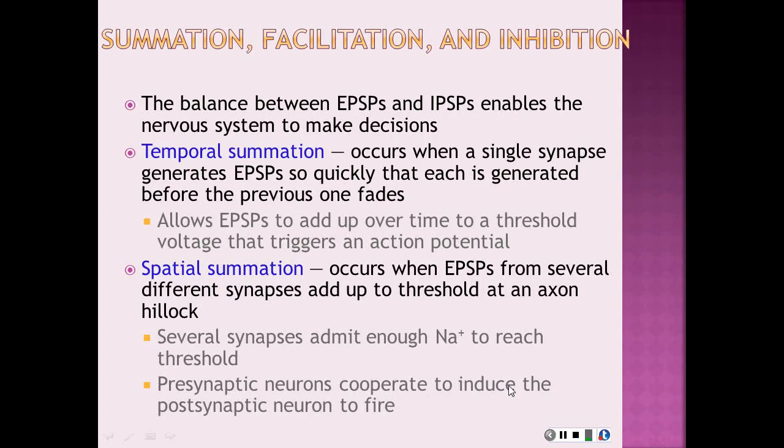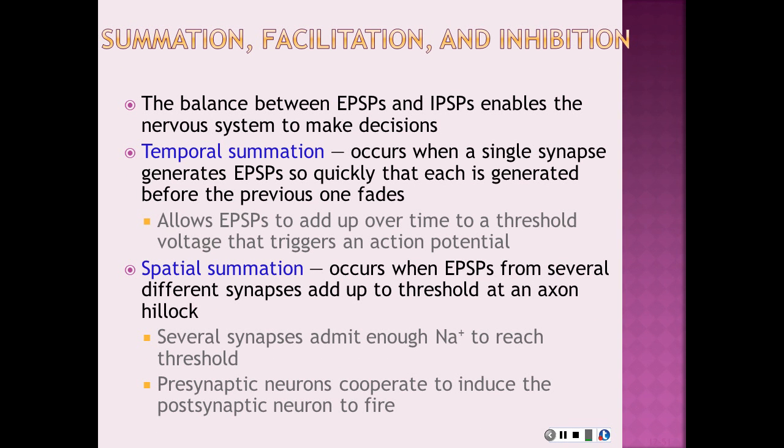Now the balance between the EPSPs and the IPSPs enables the nervous system to make decisions. We have temporal summation, which occurs when a single synapse generates EPSPs so quickly that each is generated before the previous one fades. This allows EPSPs to add up over time to a threshold voltage that would trigger the action potential. So we're going to have a lot of them adding up just for the action potential to start.